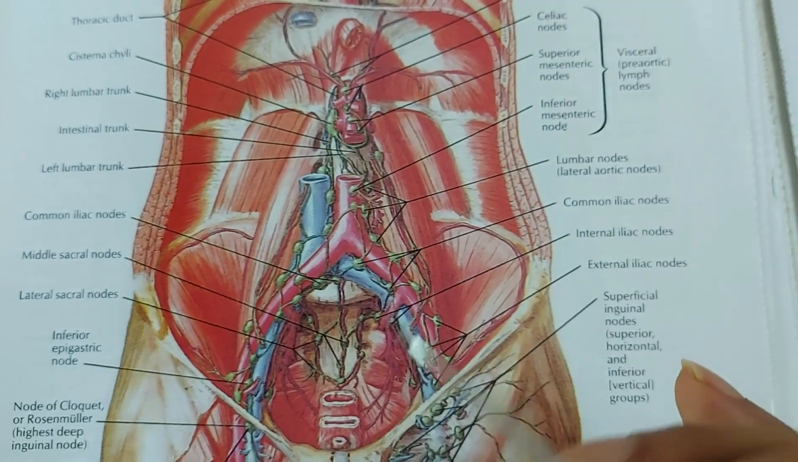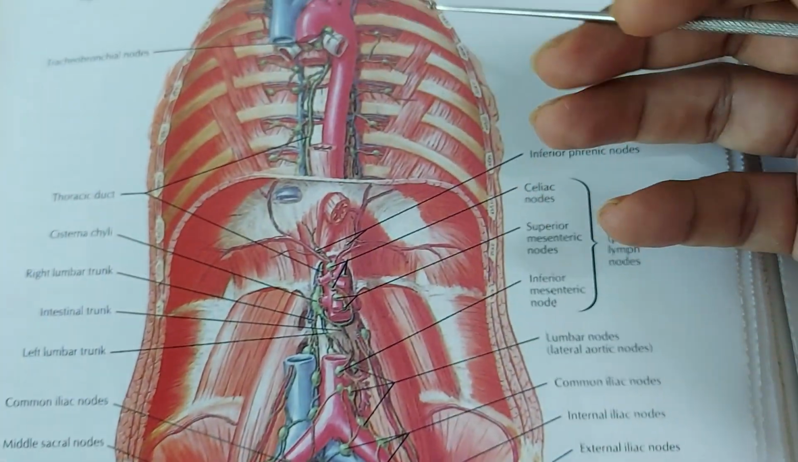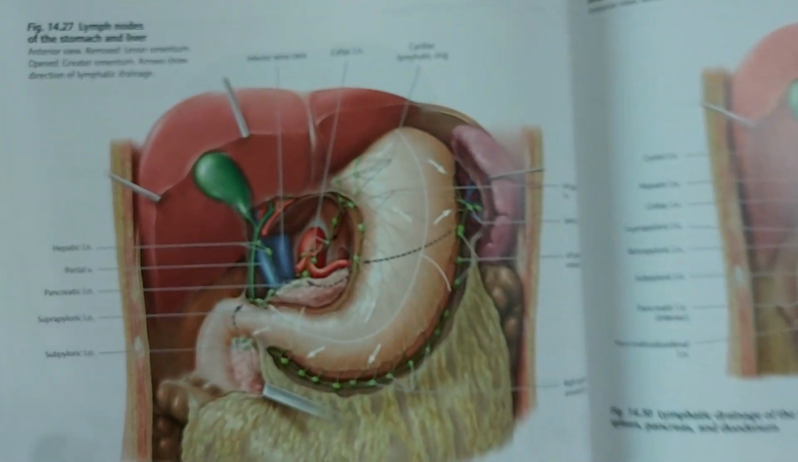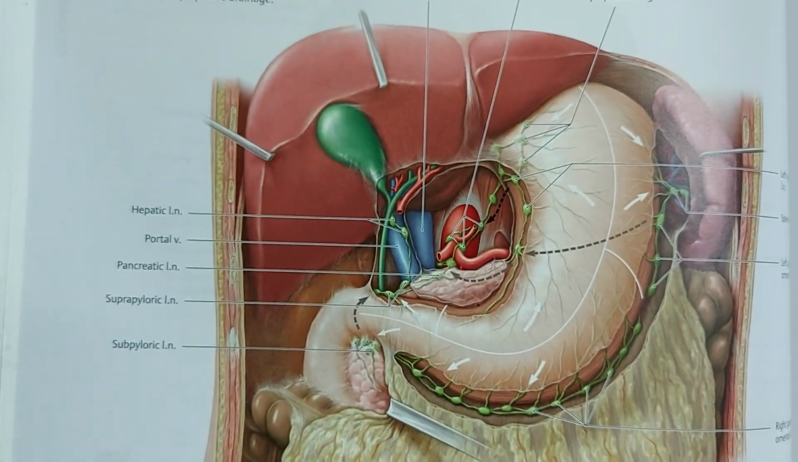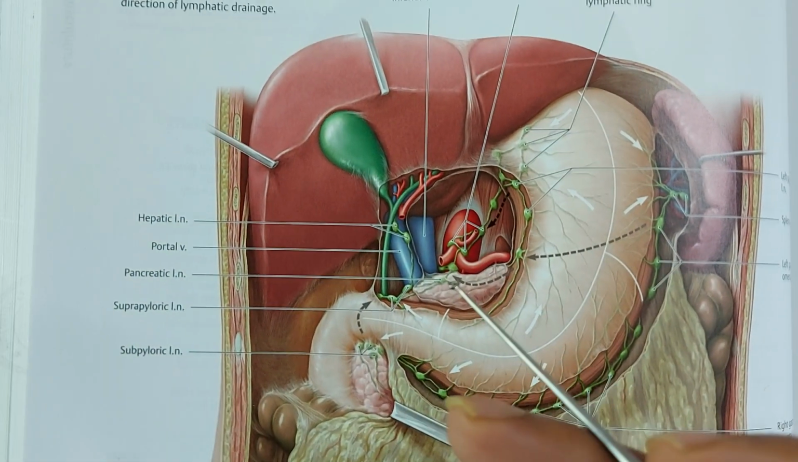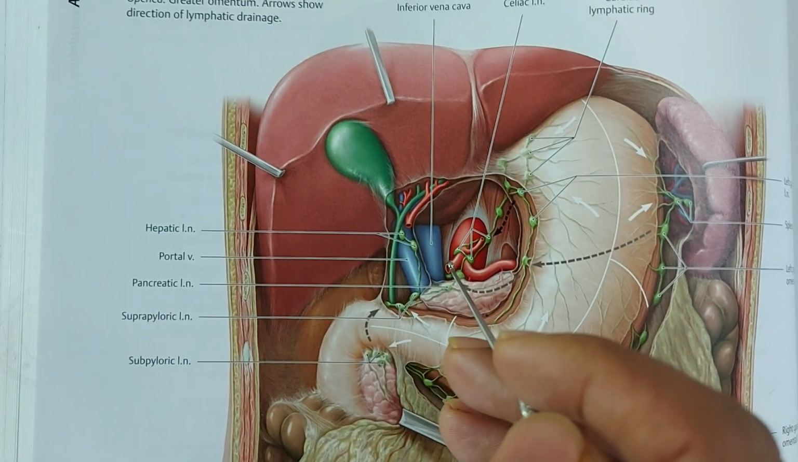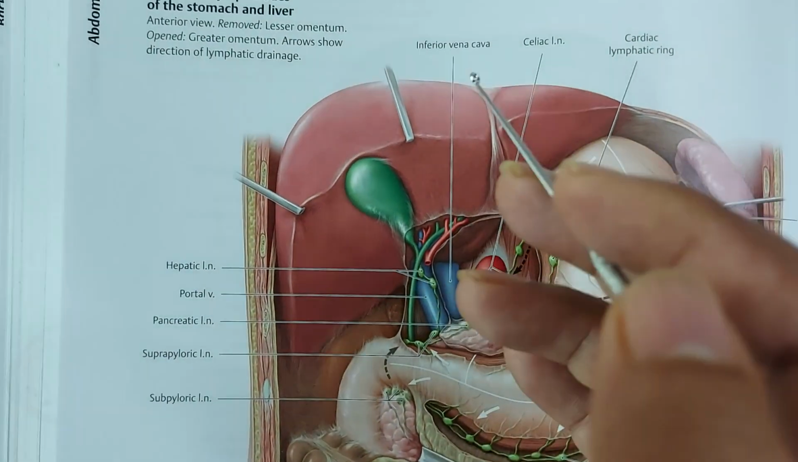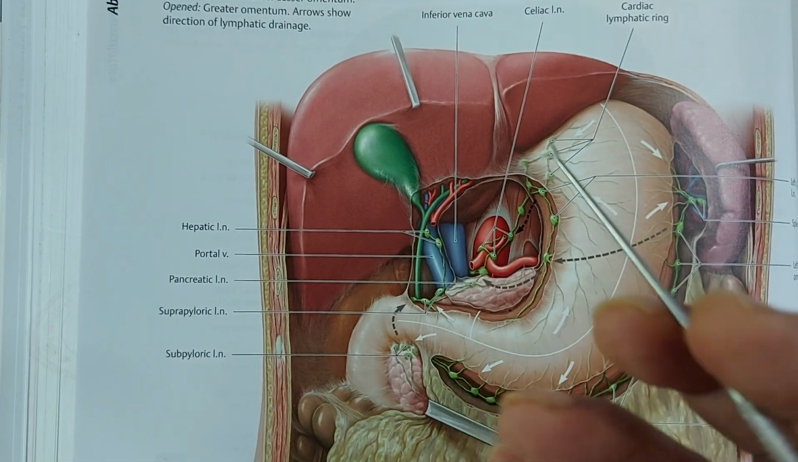This is the lymph nodes and lymphatic channels of the abdomen, and finally drain into the vein. So in our stomach we have seen that the lymphatics from the stomach finally drain into the celiac lymph node, and from this celiac lymph node they return to the cisterna chyli through the intestinal trunk. Thank you all.